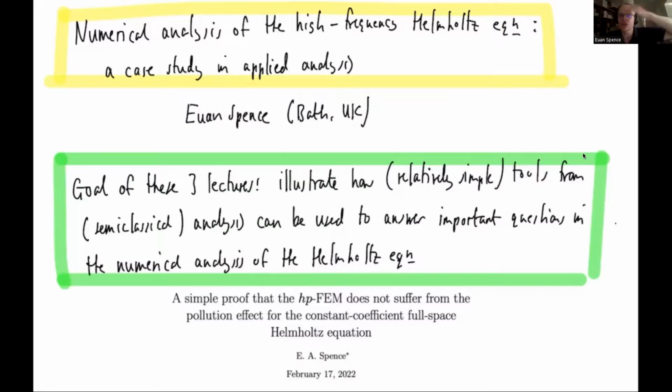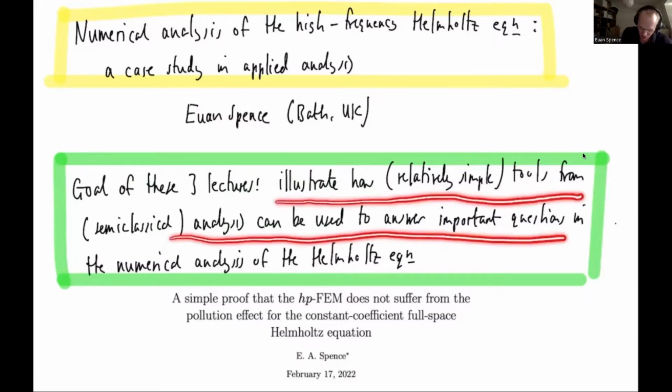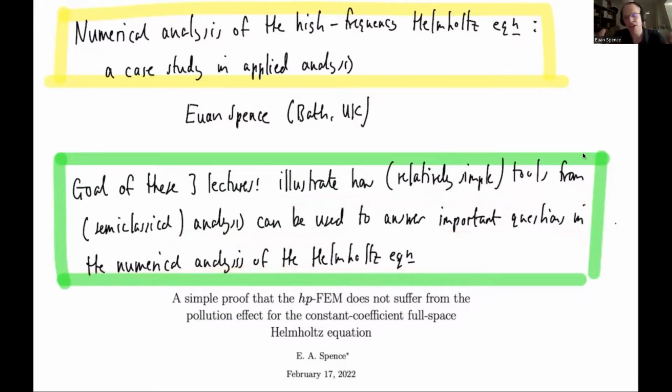Yeah, so I wanted to say up front that I'm conscious this set of lectures is slightly tangential from the themes of the other lectures, but I'm hoping nevertheless that in spirit it's at least similar. So I've written here the goal of these lectures is to illustrate how relatively simple tools from analysis can be used to answer important questions in the numerical analysis of the Helmholtz equation. And of course, lots of the other courses that are going on as part of the summer school are about using tools from analysis in applications. In particular, I guess we're just seeing Kirill talking about applications in material science. So I hope that thematically this fits.